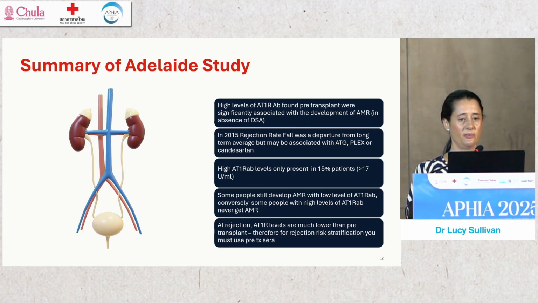So high AT1R antibodies are only present in 15% of patients. It's also to note that some people did develop AMR with low levels of AT1R antibodies, and conversely, some people with high levels of AT1R antibodies never get antibody-mediated rejection. So there's a lot in there that we still need to unpack. But at rejection, AT1R levels are much lower than pre-transplant, so rejection risk needs to be stratified on a pre-transplant sample.